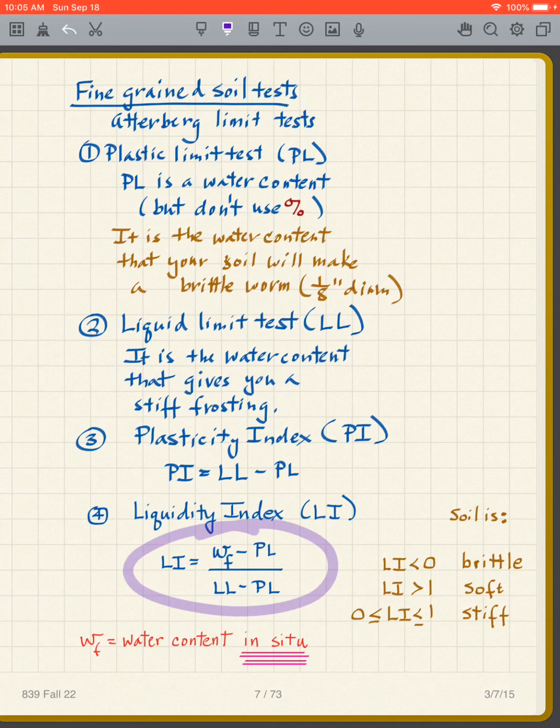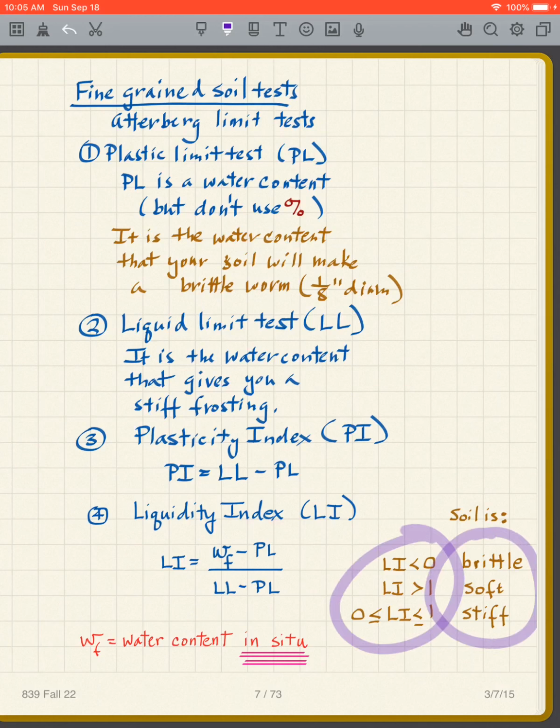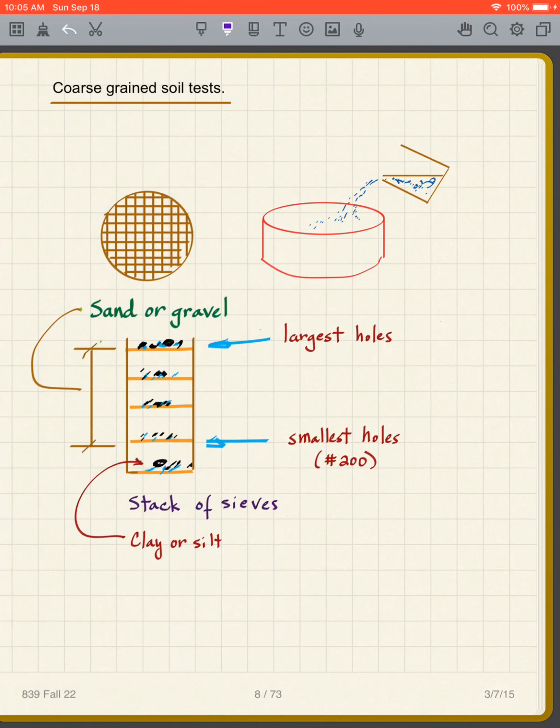The liquidity index tells us something about the soil at the site, and we can use this little guide to help us. Okay, for coarse grain soil tests, we have our stack of sieves with the largest holes at the top, the smallest holes at the bottom. 200 is the smallest. That means 200 holes per inch. It's very tiny. It looks like a cloth almost.